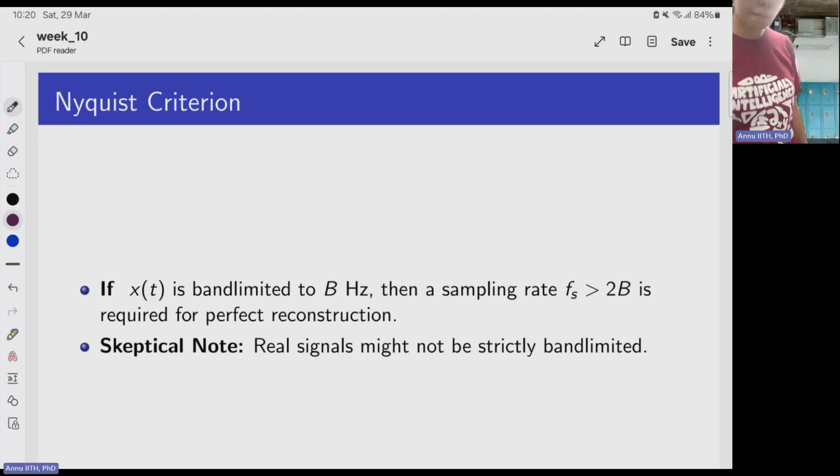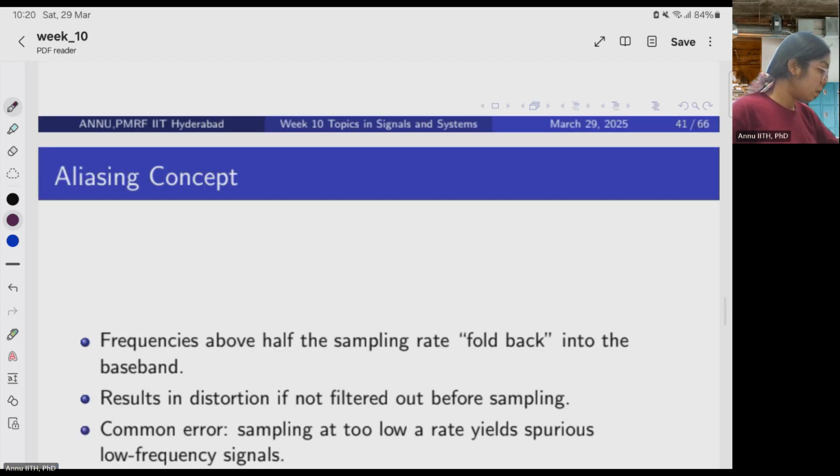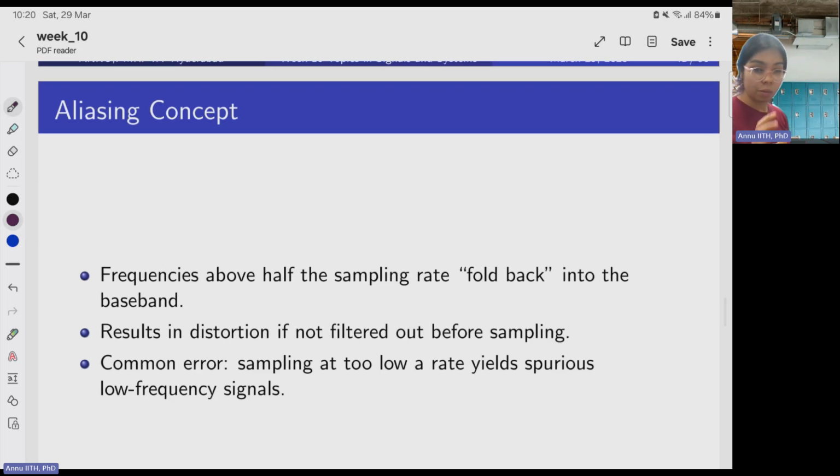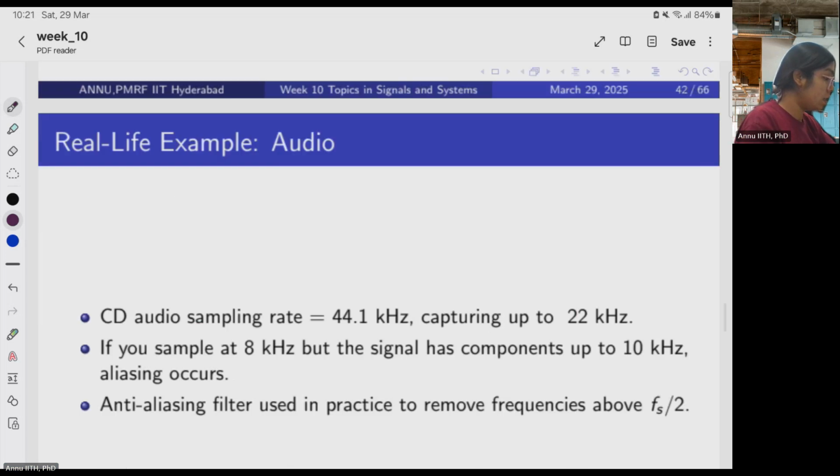If x(t) is bandlimited to B hertz, then a sampling rate fs greater than 2B is required for perfect reconstruction. Real signals might not be bandlimited, so aliasing occurs. Frequencies above half the sampling rate are folded back into the baseband. This results in distortion if not filtered out before sampling, which is a common error. Sampling too slowly leads to spurious low frequencies. Real-life audio.